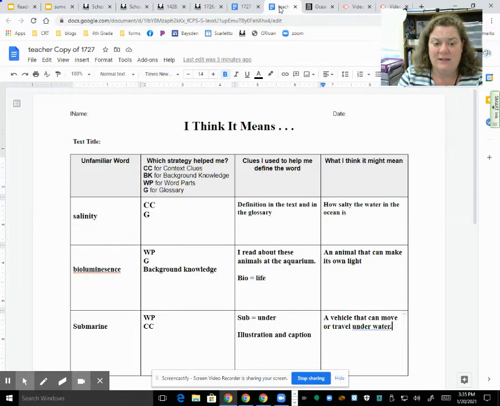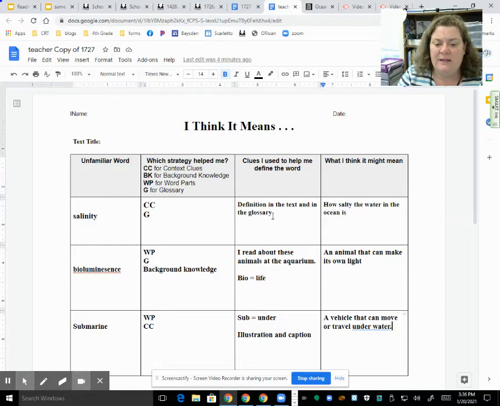Okay, so on my chart, I picked out the 3 words that we focused on in our text: salinity, bioluminescence, and submarine. And for salinity, I said that I used our context clues because she gave a definition in the text, and I could look for that word in the glossary. And I probably should have put bold print because I remember that word was in bold print. So that's another clue that it might be an unfamiliar word. And in the last column, I write what I think it means. So salinity is how salty the water in the ocean is.